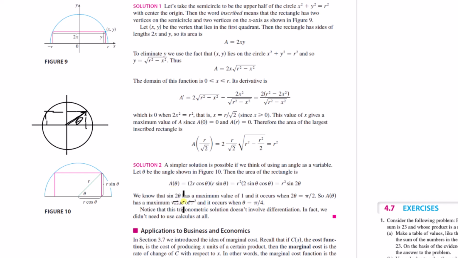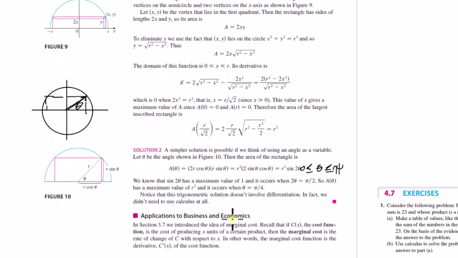All right, we know that sine of 2 theta has a maximum value of 1, and it occurs when 2 theta is equal to pi over 2. So A of theta has a maximum value of r squared and occurs when theta is equal to pi over 4. Right? So they're finding the theta. So here's A of theta, and then the domain is theta goes from 0 to pi. So now they just find the maximum value of r squared sine of 2 theta over this interval.